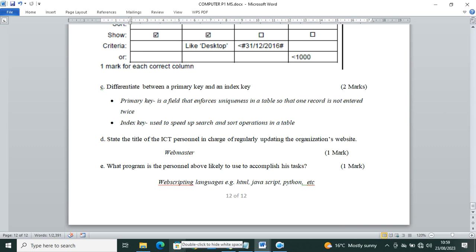State the title of the ICT personnel in charge of regularly updating the organization's website. Simple. Careers in ICT, that is Book 4. Careers in ICT topic. So it's webmaster or web administrator. You can also talk of web engineer. What program is the personnel above likely to use to accomplish the task? So you're talking about web scripting languages, HTML, you can talk about JavaScript, Python, PHP, SQL, or MySQL, etc.